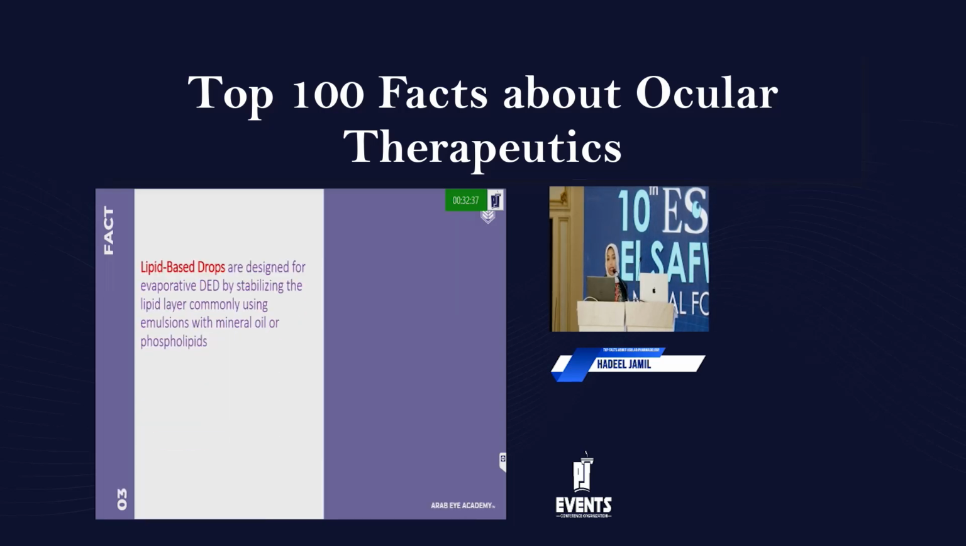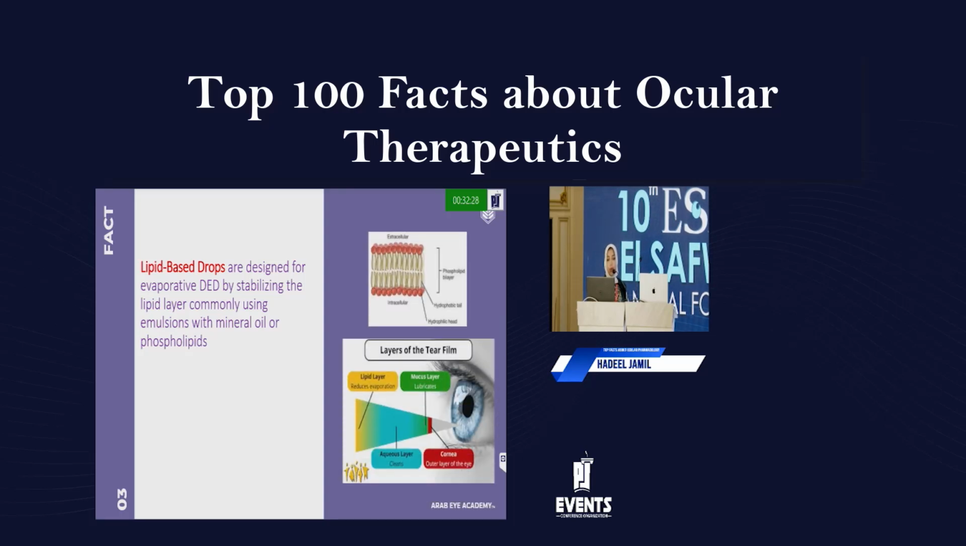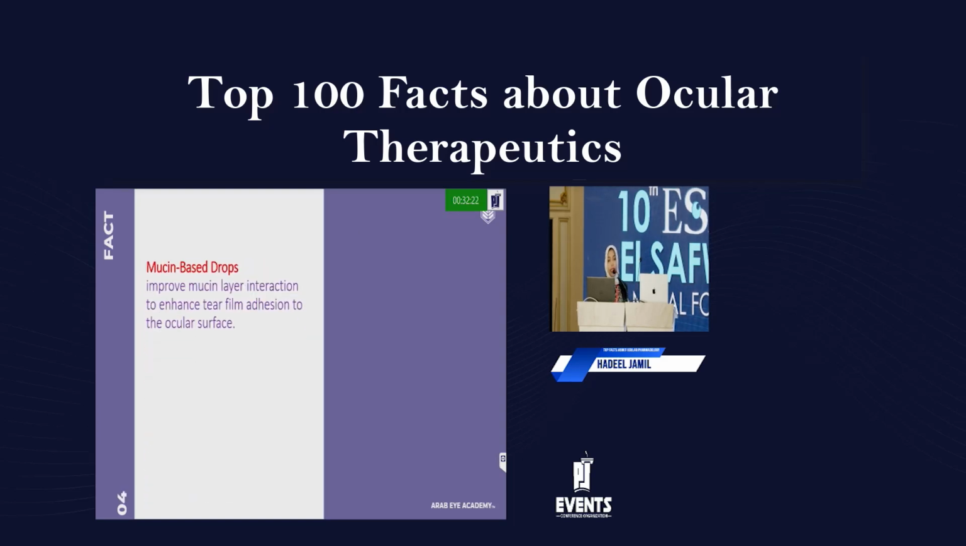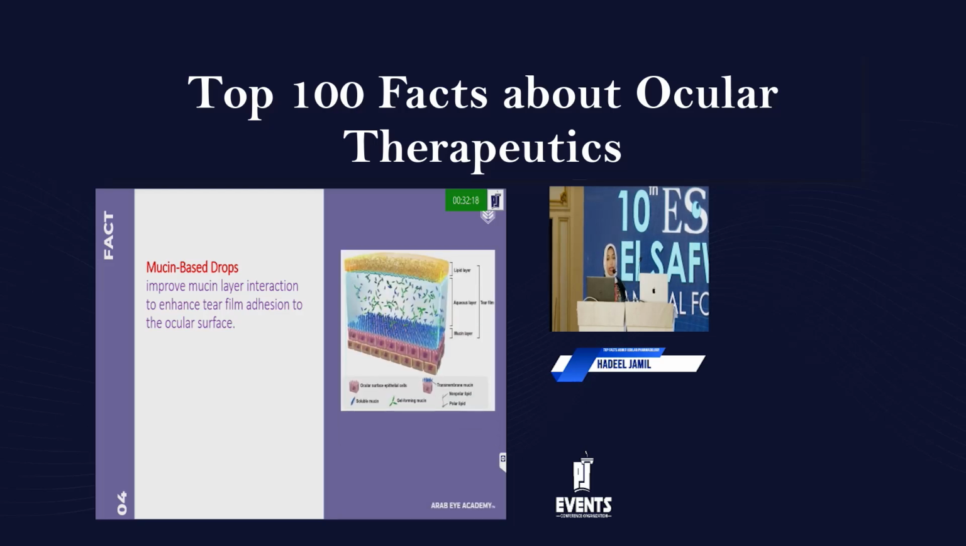The second type is lipid-based drops, which are designed especially for evaporative dry eye disease by stabilizing the lipid layer, which is the outermost layer, using emulsion or mineral oil and phospholipids. The third type is mucin-based drops, improving mucin layer interaction to enhance the tear film adhesion to the ocular surface.